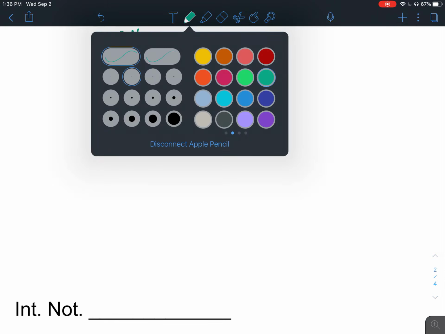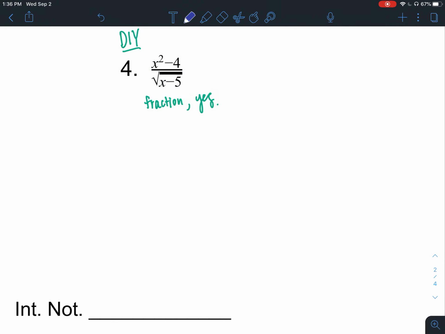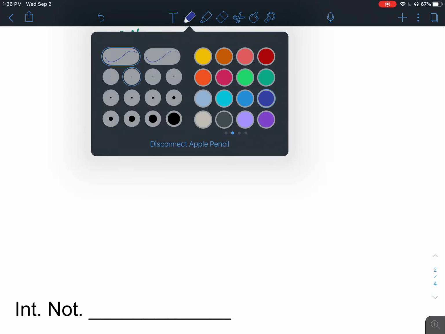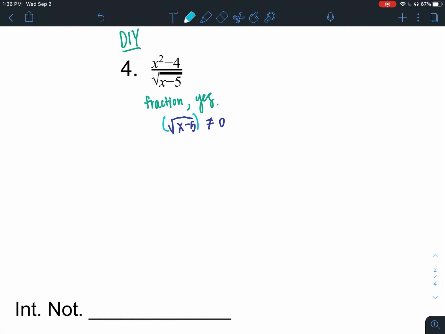So what I'm going to do is write the denominator, the square root of x minus 5, not equal to 0. All right. To solve, what I have to do is square both sides. So square that, square that. When I square the square root, they cancel out. So I'm left with just x minus 5. And when I square 0, I get 0. And then I just solve the rest of the way. Super easy. So x is not equal to 5.